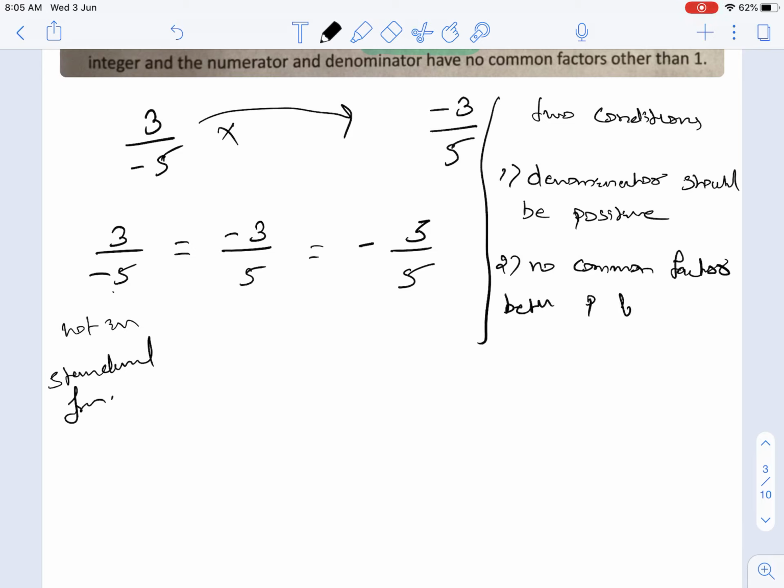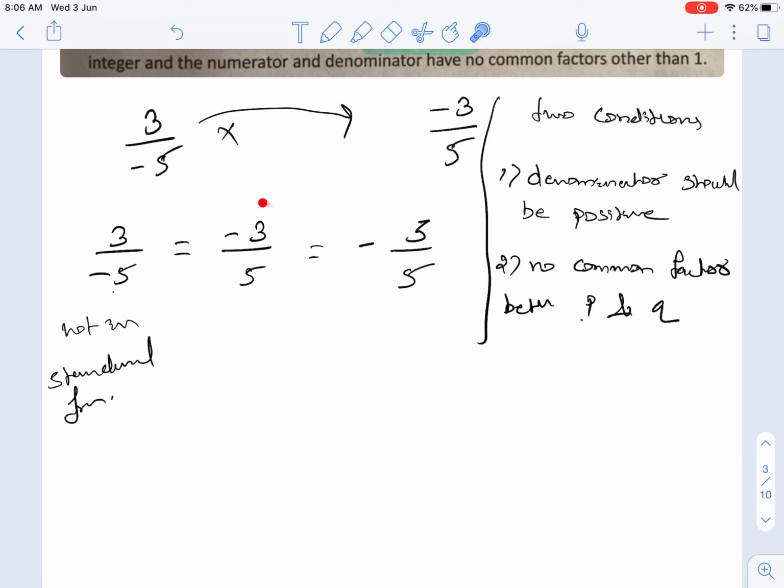Between P and Q. P means numerator, Q means denominator. Okay, so let us write some more examples now. Here we have a number, that is 3 upon minus 5. Clearly the denominator is negative, so 3 upon minus 5 is a rational number but not in standard form.